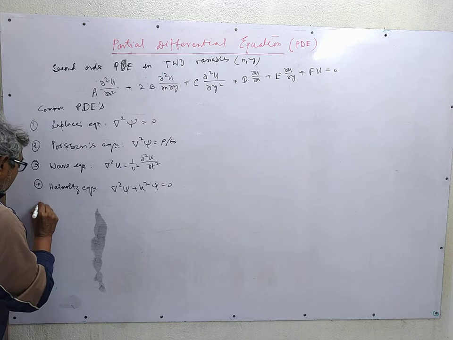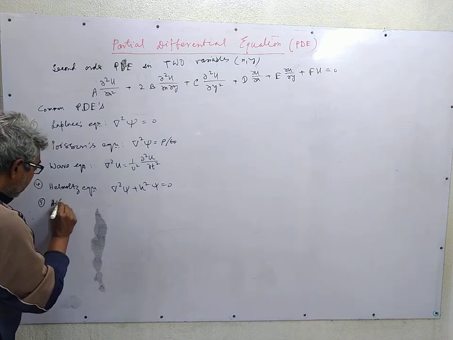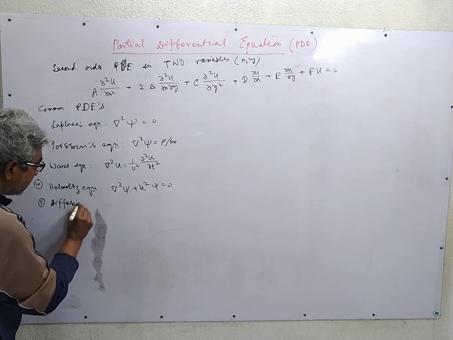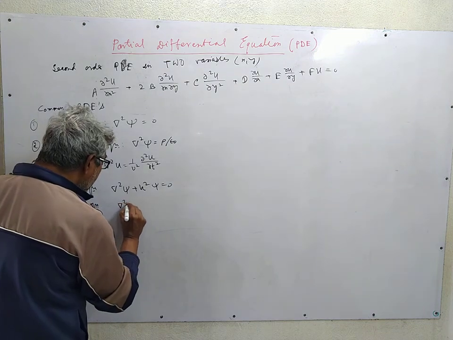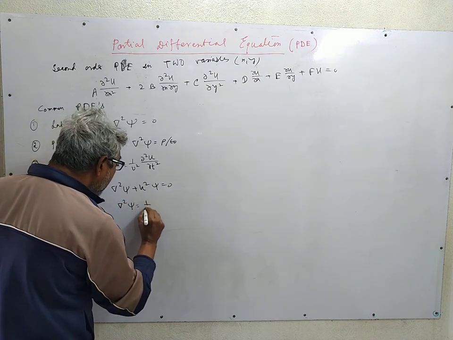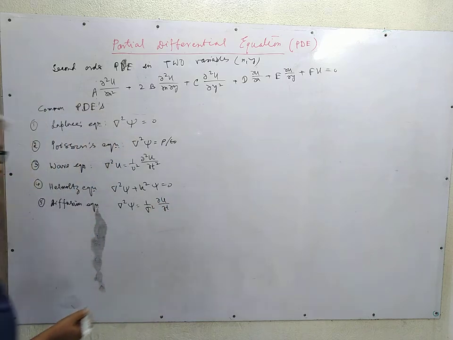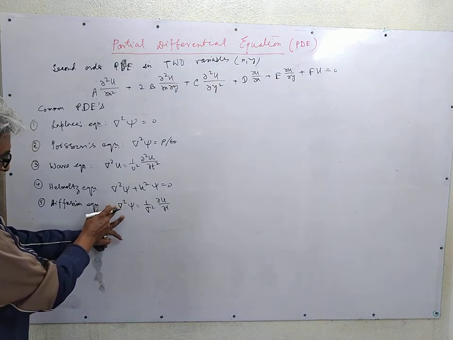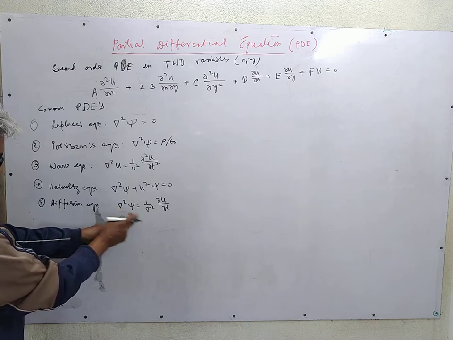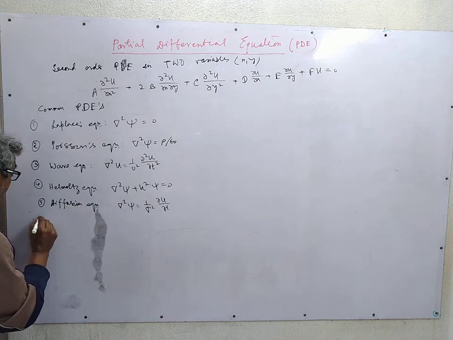Then we have the heat conduction equation or diffusion equation. The diffusion equation involves a second derivative with respect to the space coordinate and a first derivative with respect to the time coordinate.